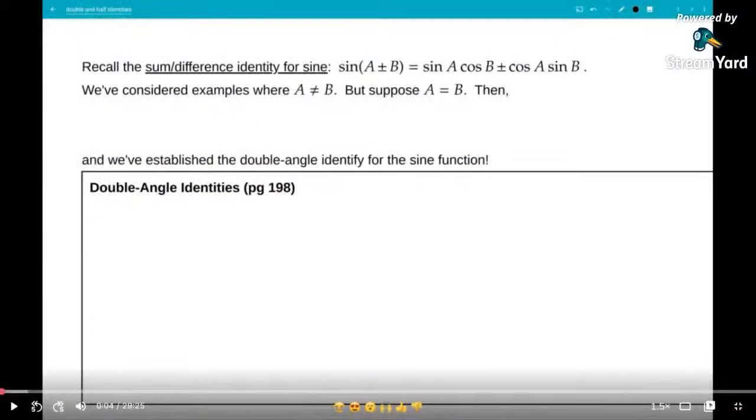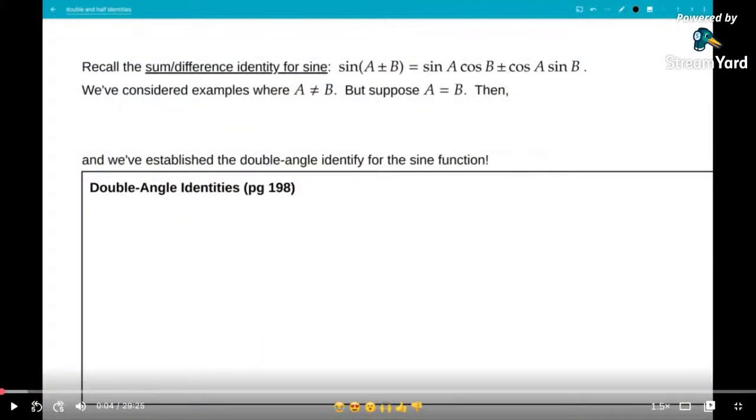Section 3, let's see, 3.1, 3.2, 3.3, 4. I believe it's 3.5, double angles and half angles. This is your lesson for that. So if you can get the worksheets, the guided notes I should say, that look like this. It starts with recall the sum and difference identity for sine.